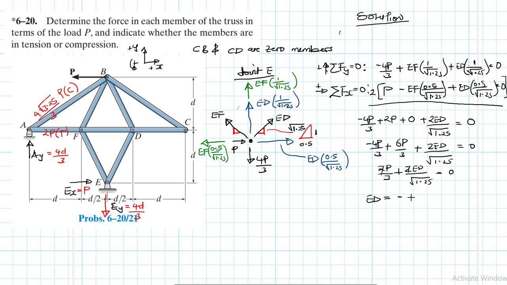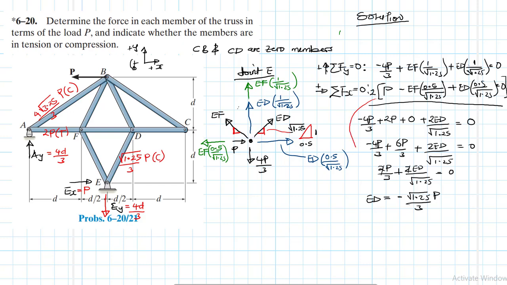minus root of 1.25p divided by 3. And since we had assumed it to be in tension, ed is in compression. So let me just indicate it. ed is therefore root of 1.25 divided by 3. Okay, now let's calculate what EF is.